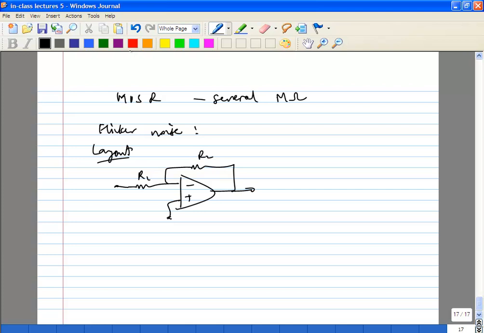Obviously the gain of this amplifier depends on R2 over R1. So even though in the process the R values change by quite a lot over temperature and process, up to plus or minus 20%, your ratio of the two resistors still manages to be good, you can get good matching between them.